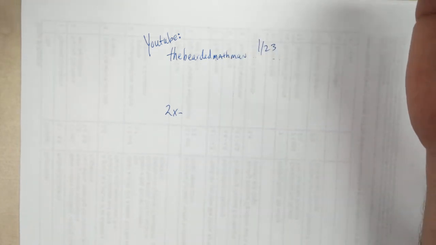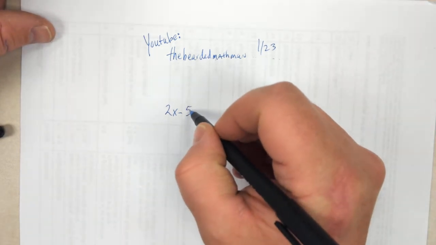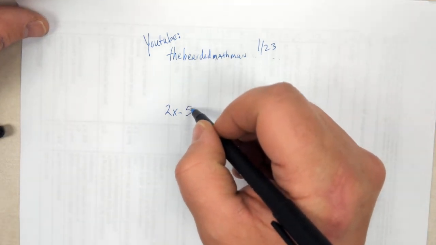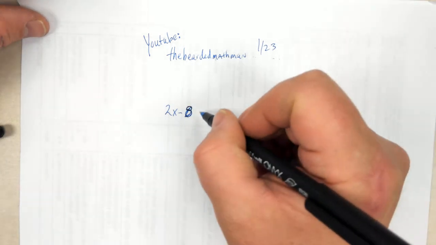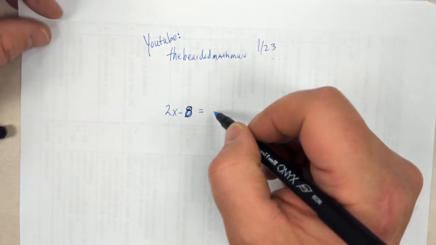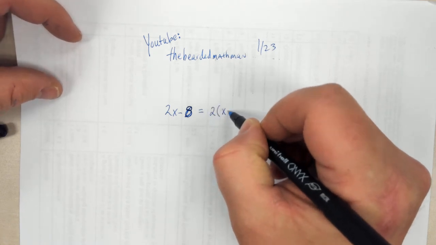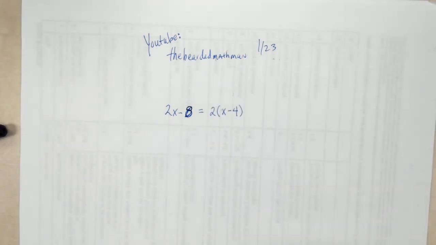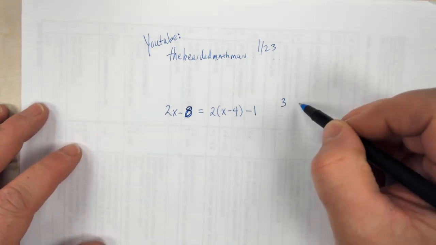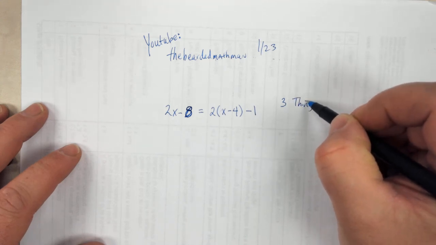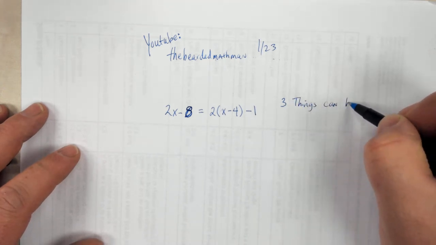Okay. So let's say we were going to do an equation. Let's say I wanted to fix it like this. Equals. Let's say we had something like this. There, like that. So I don't want you to solve it yet. I want to talk about the three things that can happen.